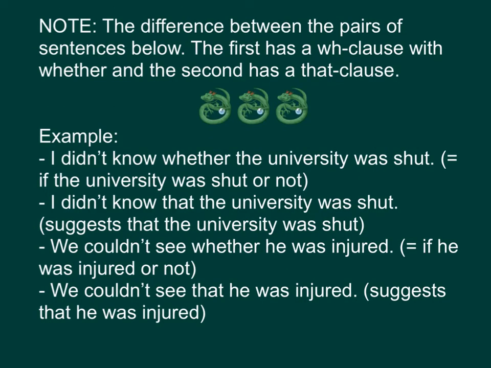Be careful of the difference between the pairs of sentences below. The first has a WH clause with whether, and the second one has a that clause. For example, "I didn't know whether the university was shut" is equal to "if the university was shut or not." "I didn't know that the university was shut" suggests that the university was shut. "We couldn't see whether he was injured" is equal to "if he was injured or not." "We couldn't see that he was injured" suggests that he was injured.